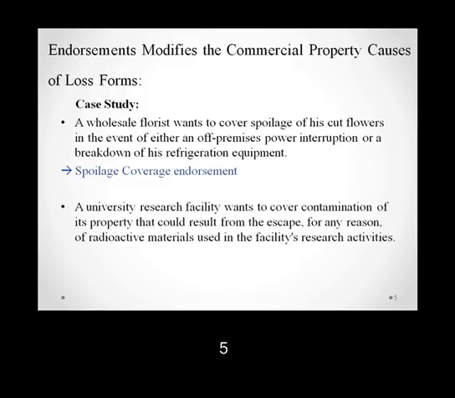Finally, let's take a look at a research facility that wants to cover contamination of its property that could result from escape or any other reason of radioactive materials used in the facility's research activities. Remember, the radioactive contamination endorsement will solve this problem. And again, this is not the nuclear hazard endorsement. Nuclear hazard will not be covered anywhere because the nuclear hazard consequences will be catastrophic losses. Here ends topic 4.